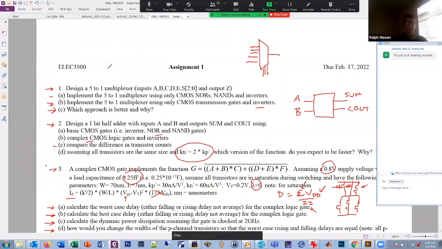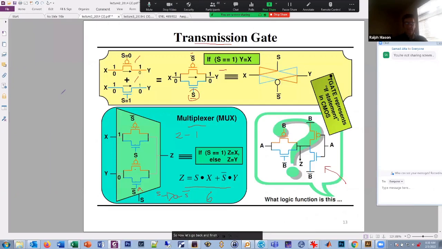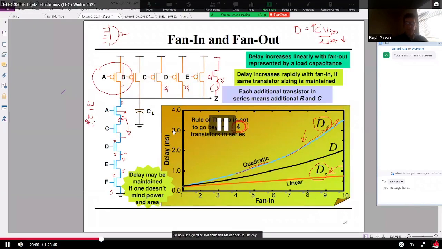Okay, that's assignment 1. So now let's go back and finish this set of notes. So last day, the last thing we did was fan out.